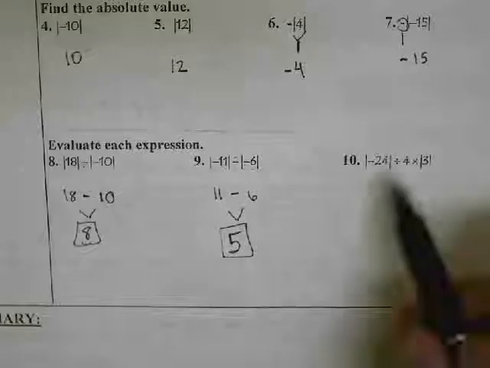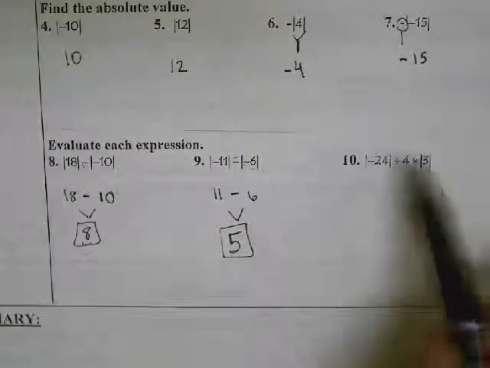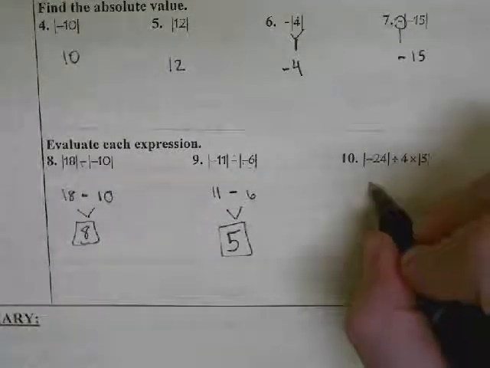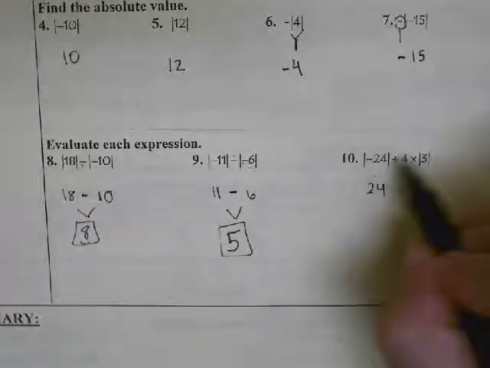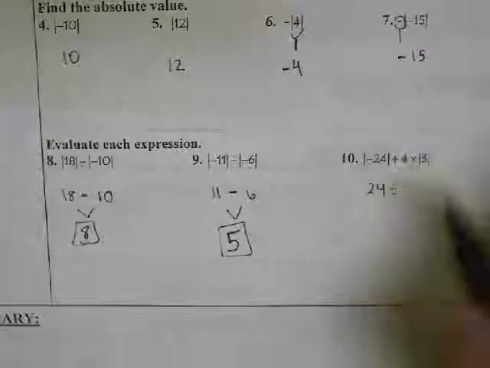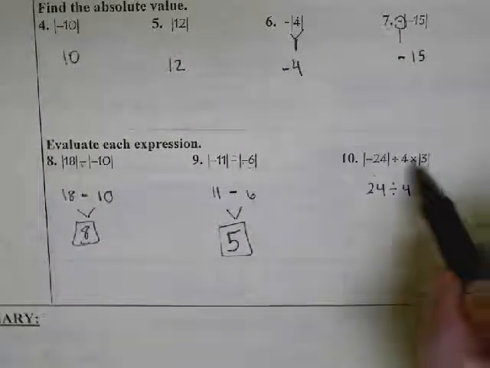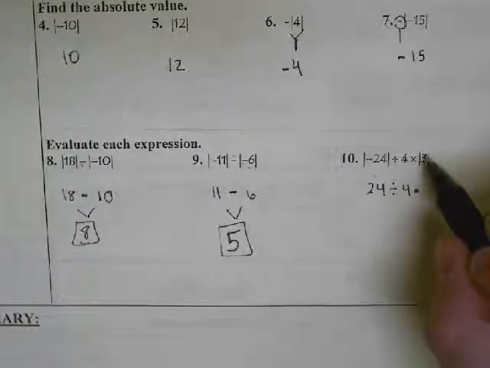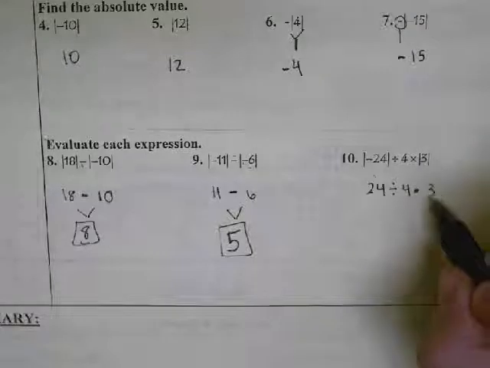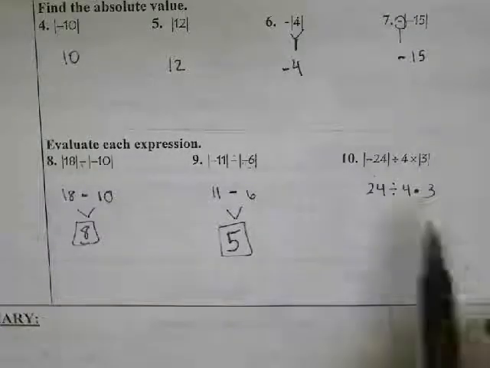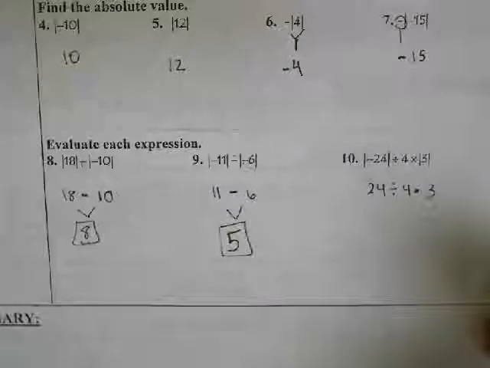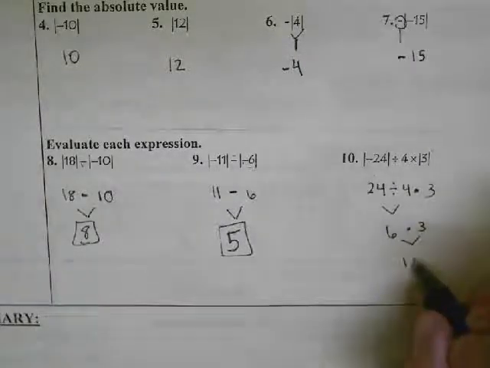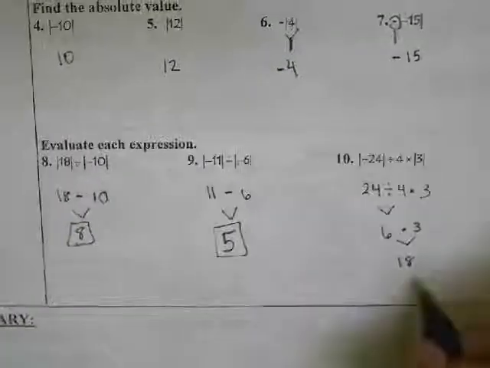The same for number 10. We'll do our absolute values first, and then we'll use our order of operations. So absolute value of negative 24 is positive 24. We'll bring down our division. The 4 is just hanging out by itself. We'll bring down our multiplication. Remember, I'm going to use dot multiplication. And then we're going to bring down our absolute value of 3 is 3. And since it's division and multiplication, we'll go left to right. 24 divided by 4 is 6 times 3. And then we'll finish up and we get 18.